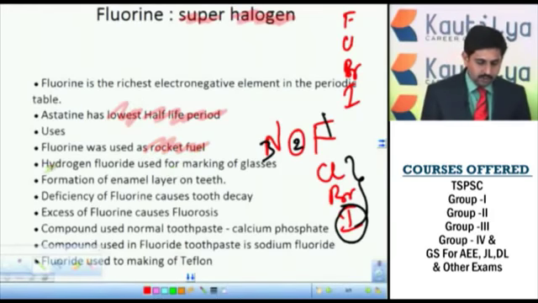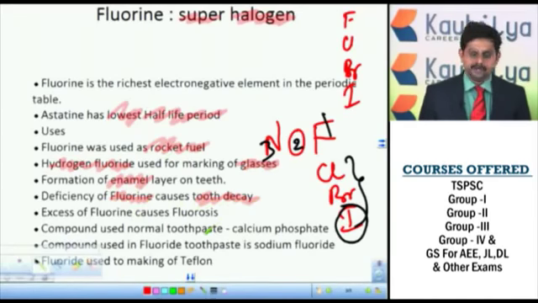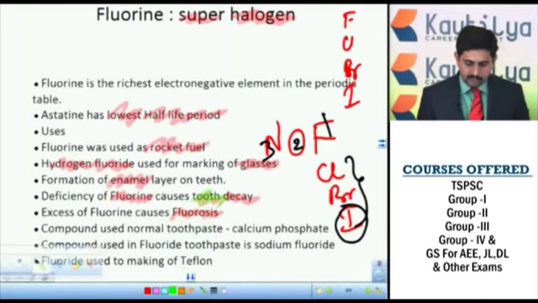Hydrogen fluoride, HF, is useful in the making of glasses. Fluorine is also a constituent of the enamel in teeth. Deficiency of fluorine leads to tooth decay. If the fluorine content is more, then it leads to fluorosis. Remember, deficiency of fluorine causes tooth decay.